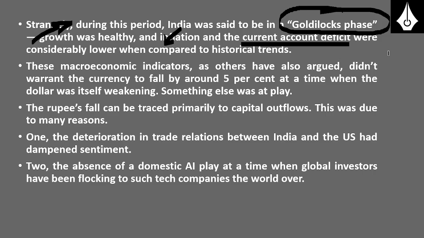So the idea is that even during this time frame when we were reasonably doing well for ourselves, still you saw that the rupee weakened by 5% or more than that, right? Why did this happen? That is the real question that we need to try and understand, that what is really happening. Now there is a lot of capital outflow that is happening from India.